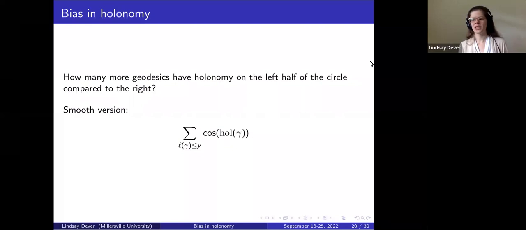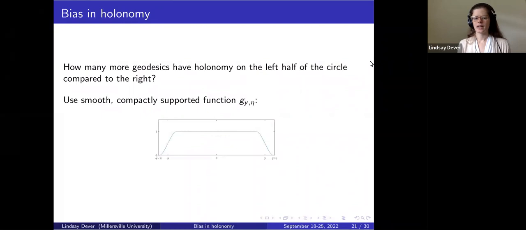Okay, so I smoothed out this question. Instead of doing left minus right, I'm measuring cosine of the holonomy, which is still capturing the tendency towards the left or right side of the circle, but now just in a smoothed way. But this sum still has a sharp length cutoff. So instead, we're going to sample length with a smooth function that approximates a sharp cutoff at y.